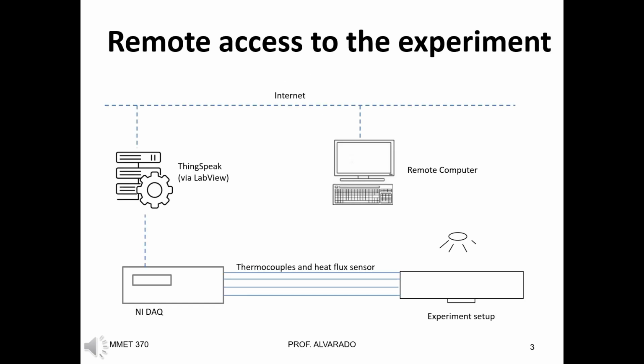The key element of this experiment is that the student can access the experiment and they can also access the data remotely while sitting at their places in their rooms or in the libraries. So in this experiment, when we turn on the lights, we'll acquire all the temperature readings from the thermocouples and also the heat flux reading from the sensor with the help of NI DAQ. And this NI DAQ is connected to a local server laptop we have near the workstation.